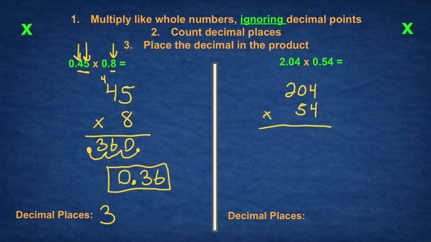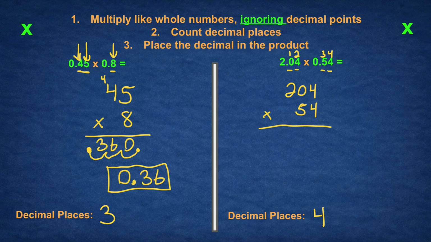Now, before we do that again, I need to count how many total decimal places are to the right of my decimal in both numbers. I've got 1, 2, 3, 4. 4 total numbers to the right of my decimal. So we're going to come down here and I'm going to notate that. I'm going to put 4 because at the very end, when we get our product, we're going to put that decimal back 4 places to the left.